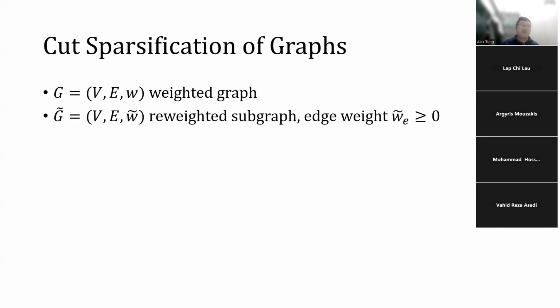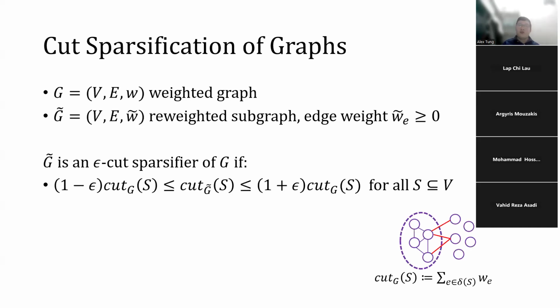So for ordinary graphs, cut sparsification means you want to approximately preserve the cut values. So basically, in the original graph G, there's a weight W on each edge. And then you want to find a new set of weights, W tilde. The weights are non-negative.